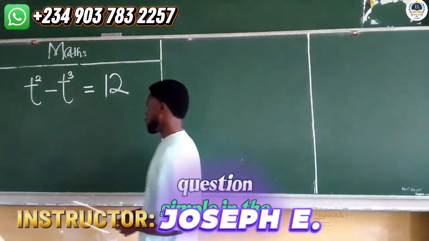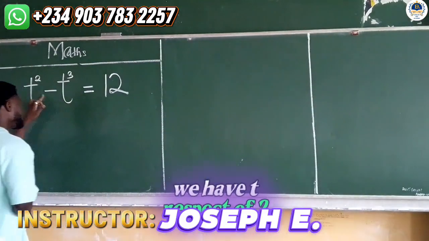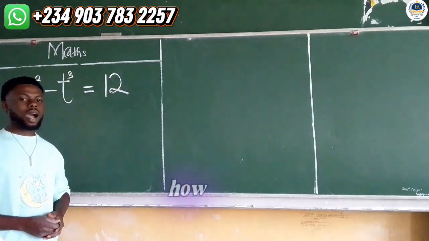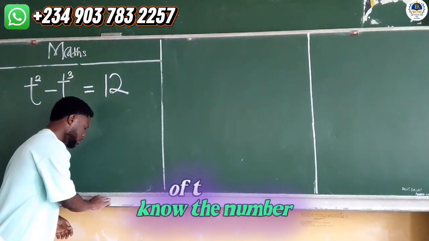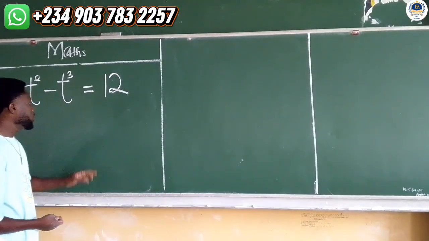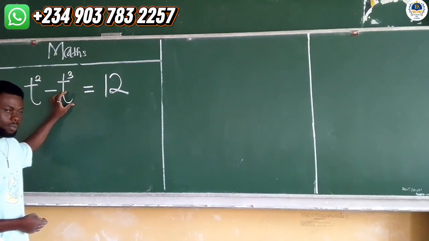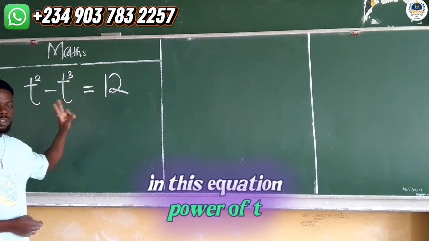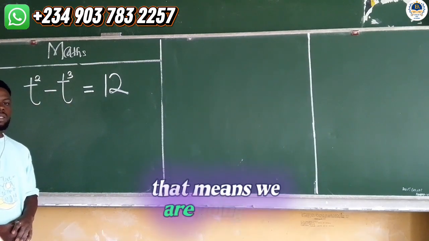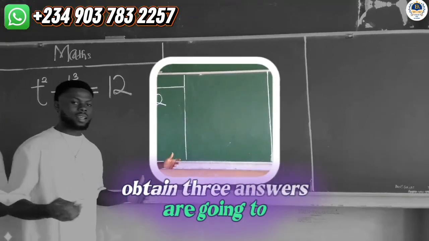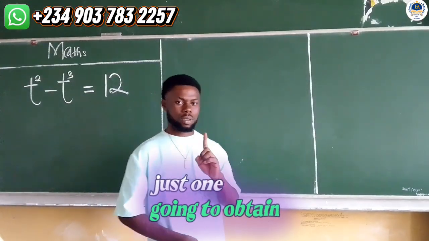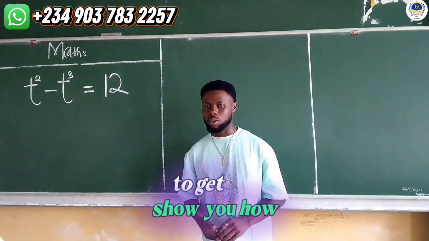In the question, we have t raised to the power of 2 minus t raised to the power of 3, which is equal to 12. How do we know the number of t values that we obtain? Since the maximum power of t in this equation is 3, that means we are going to obtain 3 answers. So I am going to obtain just one result, and I will show you how to get the other 2.